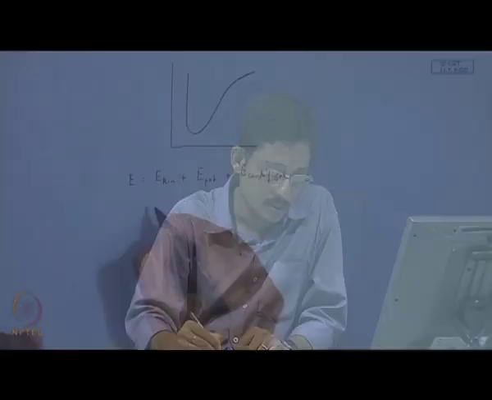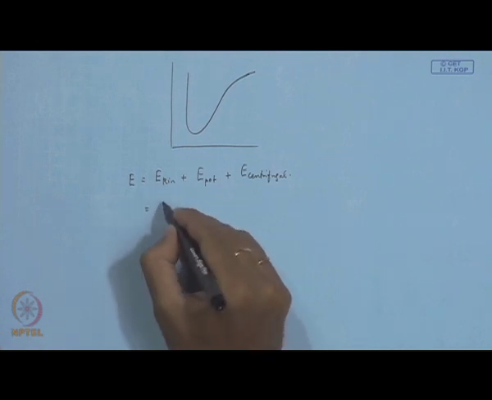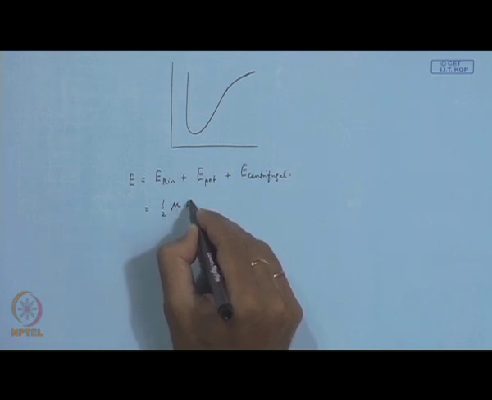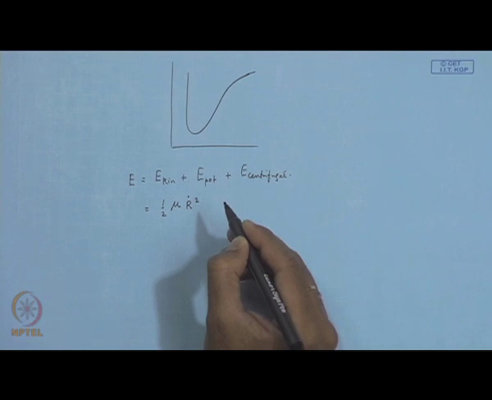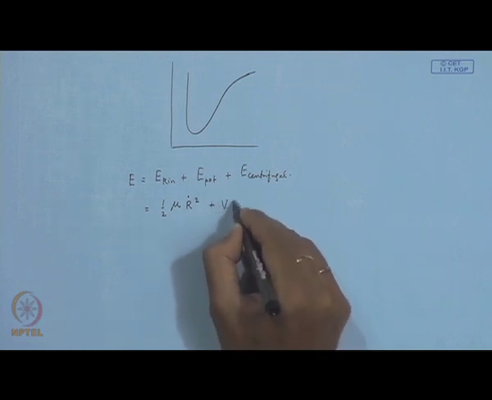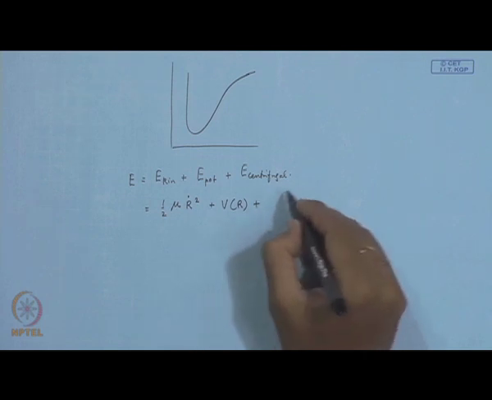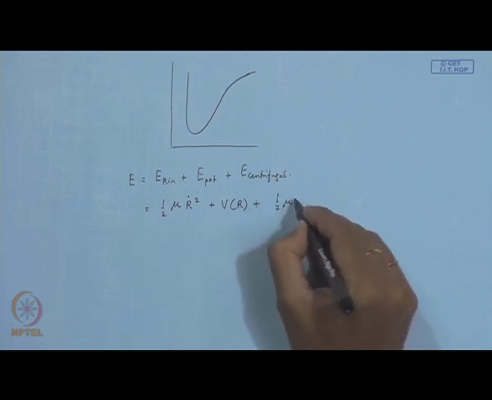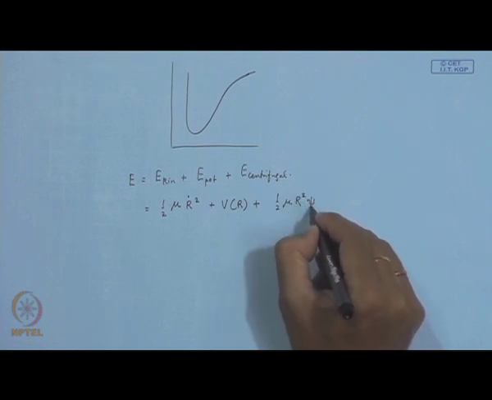So, for a 2 particle case, if you plot the total energy of the system, it will have these parts. And you can write each component in this way: half mu r dot square, plus V of r, plus half mu r square psi dot square.